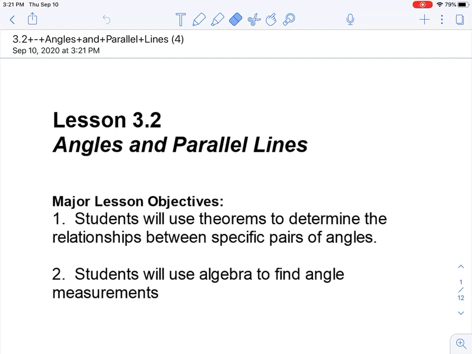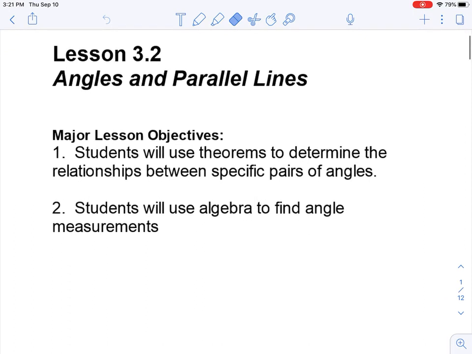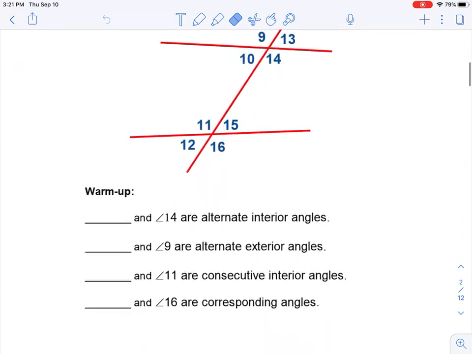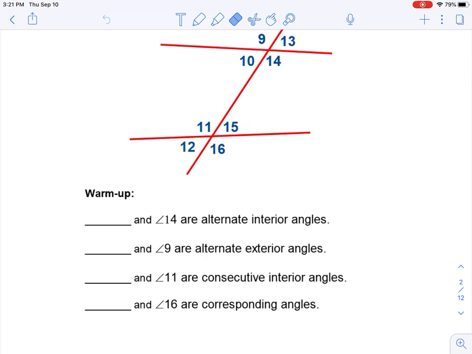Hello, today we'll be covering angles and parallel lines. By the end of this video, you'll be able to use theorems to determine the relationships between specific pairs of angles and use algebra to find angle measurements. So we did this warm-up in class. You can take a second to do it on your own.